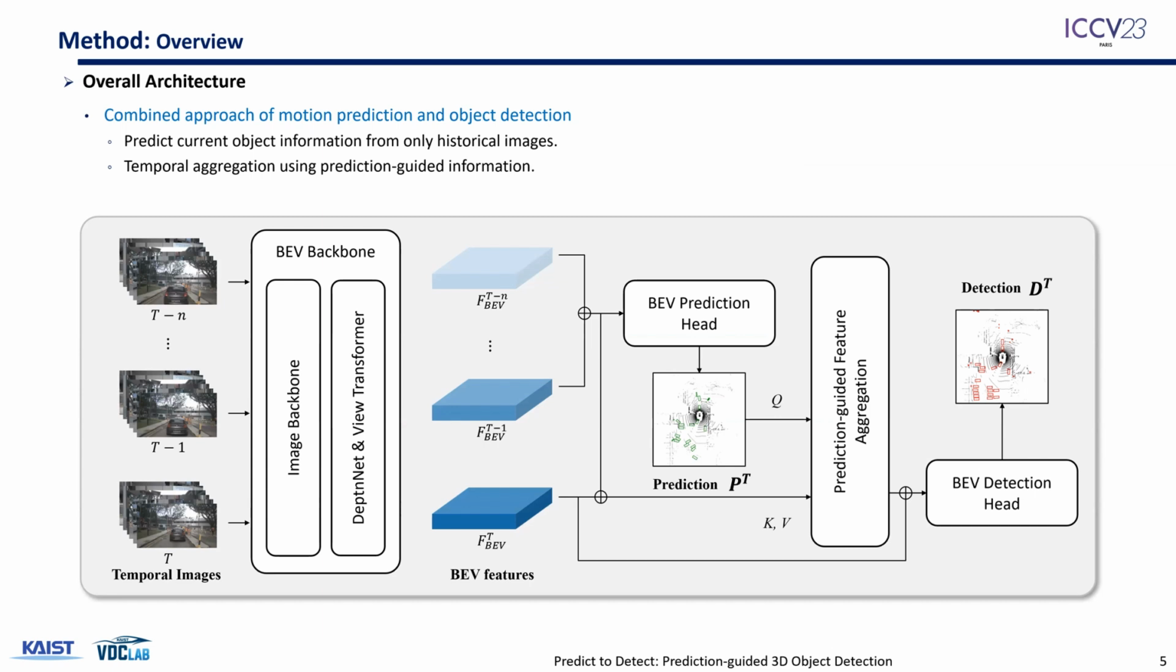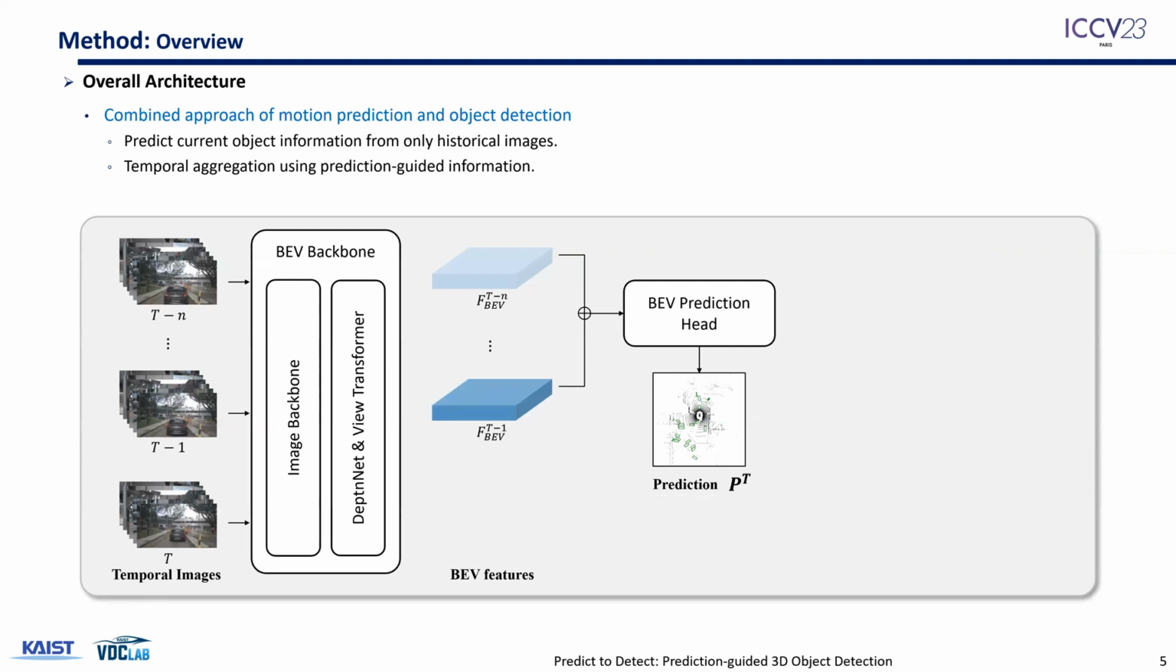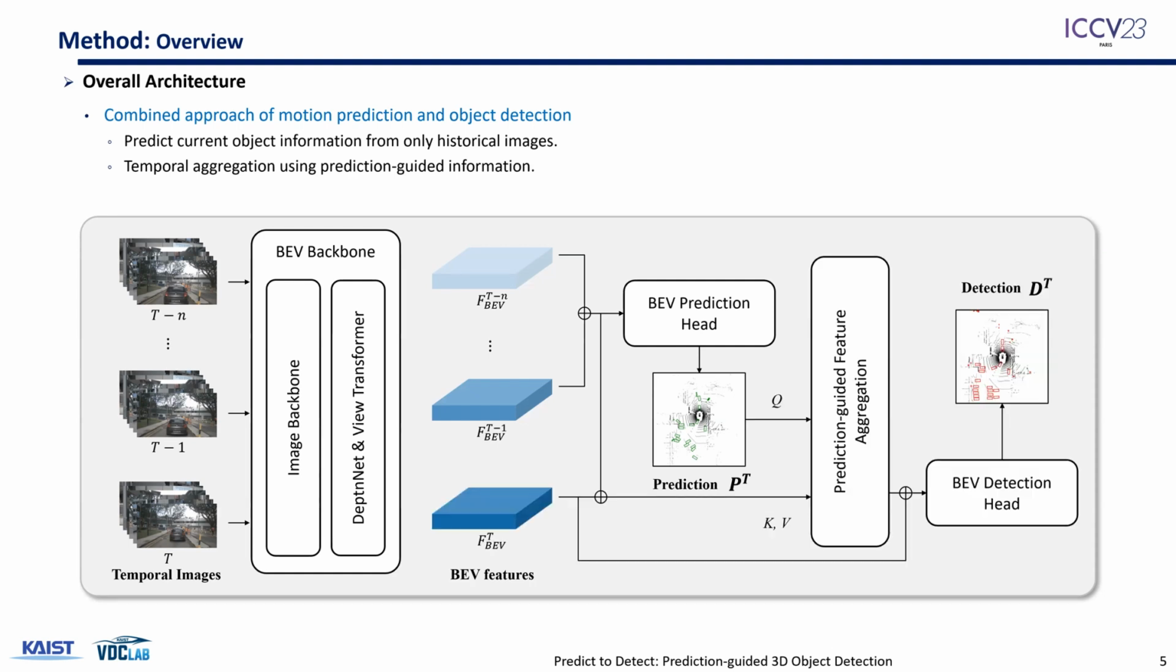Here is the overall architecture of the proposed method. The main idea is to combine prediction and detection in a unified framework. So we first predict objects in the current frame using only previous frames, and then we use this predicted information to refine the final detection.